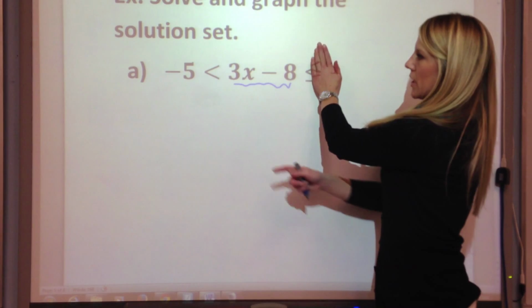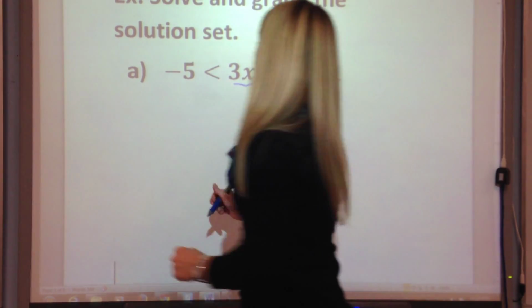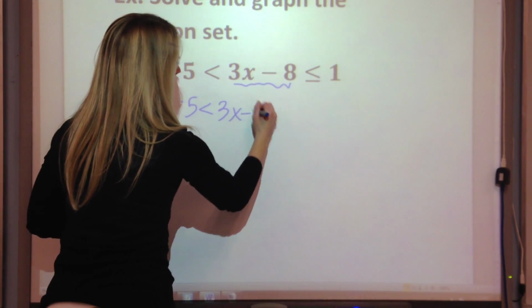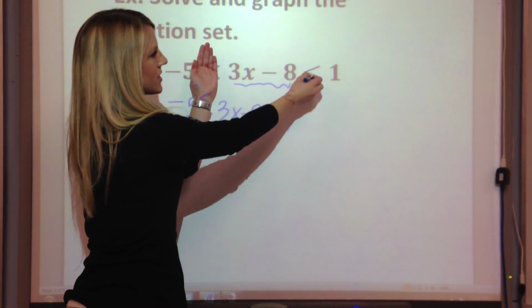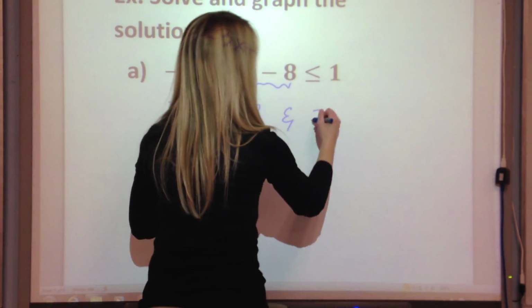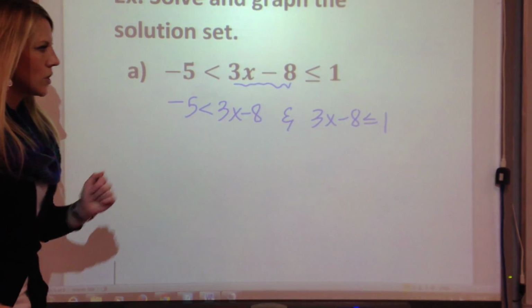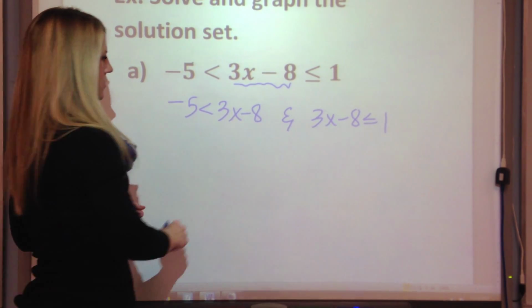So I'm just going to focus on one inequality. So I'm going to look at negative 5 is less than 3x minus 8. And now I look at the other inequality. 3x minus 8 is less than or equal to 1. So I have my two inequalities. Now all I have to do is solve both of them just like I always do.